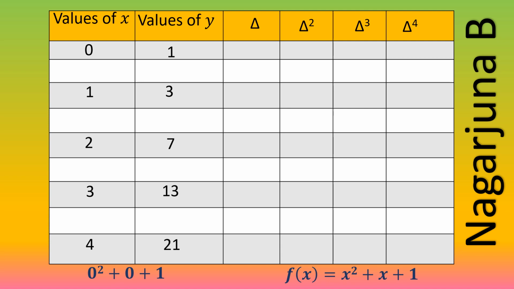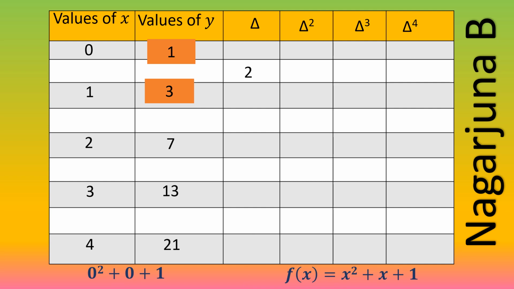The next, first difference, that is delta. So delta of y0 will be y1 minus y0. So that one we get from where? 3 from the top of the table. 3 minus 1, so 3 minus 1 is 2. So that you have to write in the line between 1 and 3 in the column of delta like this.